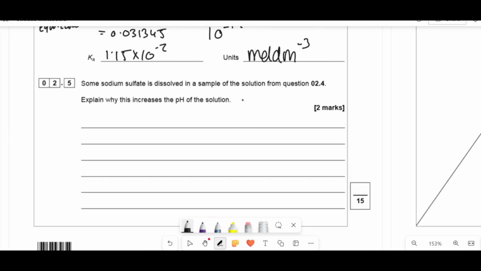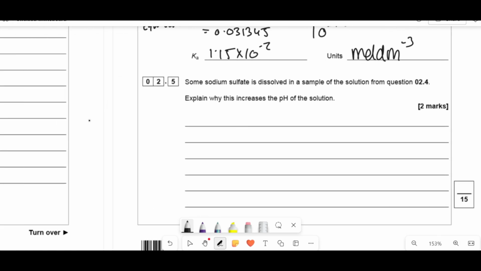Some sodium sulfate is dissolved in a sample of this solution. Explain why this increases the pH of the solution. So if you have a look, in this equilibrium, we have HSO4 minus, and that dissociates into SO4 2 minus and H+. They've told you that we've added sodium sulfate. That's going to be Na2SO4. The SO4 bit is the bit that we care about. What that will do is increase the SO4 2 minus concentration.